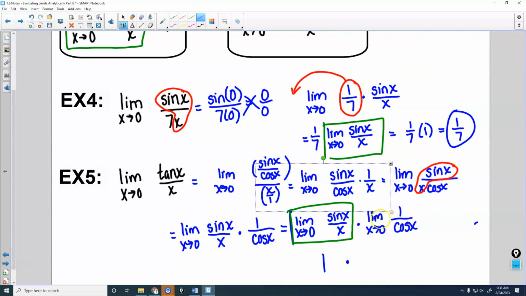And then I would be doing the limit as x approaches 0 of 1 over cosine x. So I would be plugging in 0 for that x right there, which makes me feel like I'm going to get 1 over 0. But what's cosine of 0? It's right here. That is 1, the x coordinate of cosine. So I get 1 times 1 over 1, which is just 1. Okay, questions?